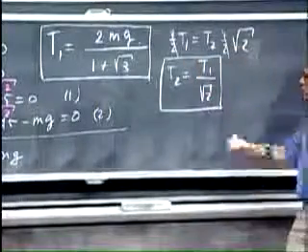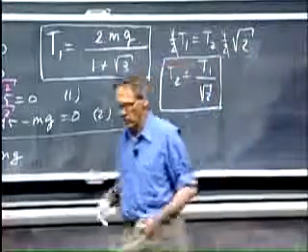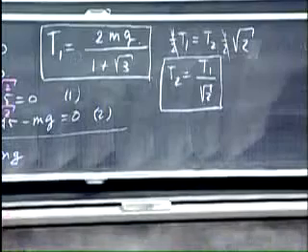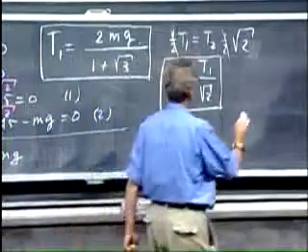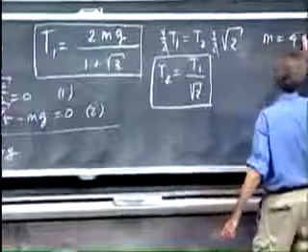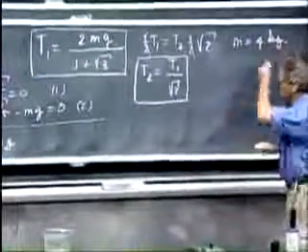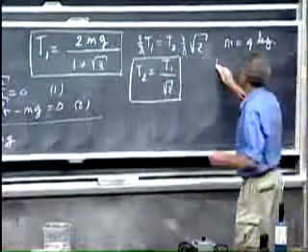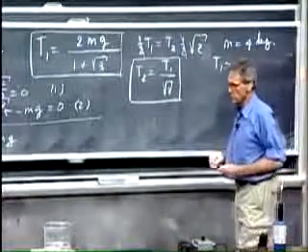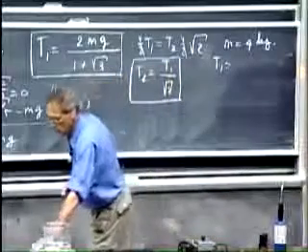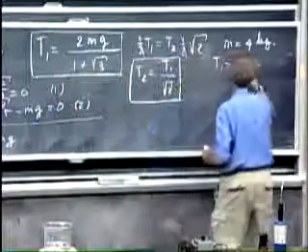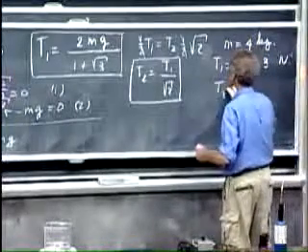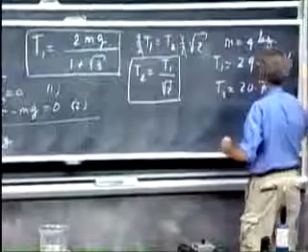So the bottom line is, you tell me what m is, I tell you what T1 is, and I tell you what T2 is. Suppose we take a mass of 4 kilograms, m equals 4 kilograms. So mg is around 40. If we make g 10 for simplicity, then T1, if you put in the numbers, is about 29.3 newtons, and T2 is about 20.7 newtons, I believe.